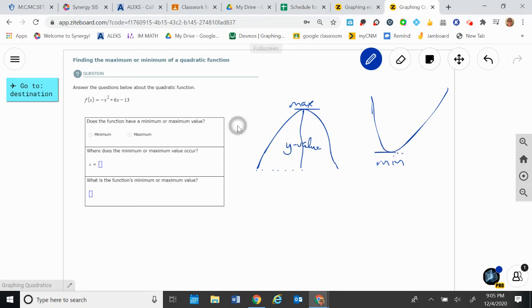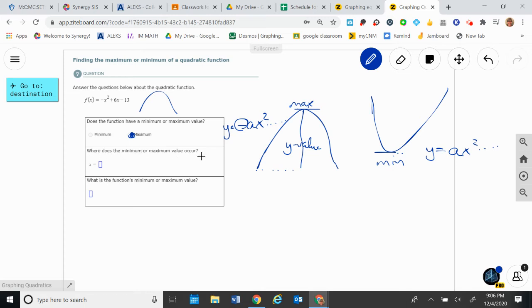Here's how you can tell. If this is a negative ax squared and so on, if a is negative, it goes upside down. If a is positive, then it goes up. So if it's upside down, it has a maximum. I always just draw it. I don't try to memorize this. I just draw it. I'm like, oh, it's upside down, I'll draw it. Oh, it's a maximum.